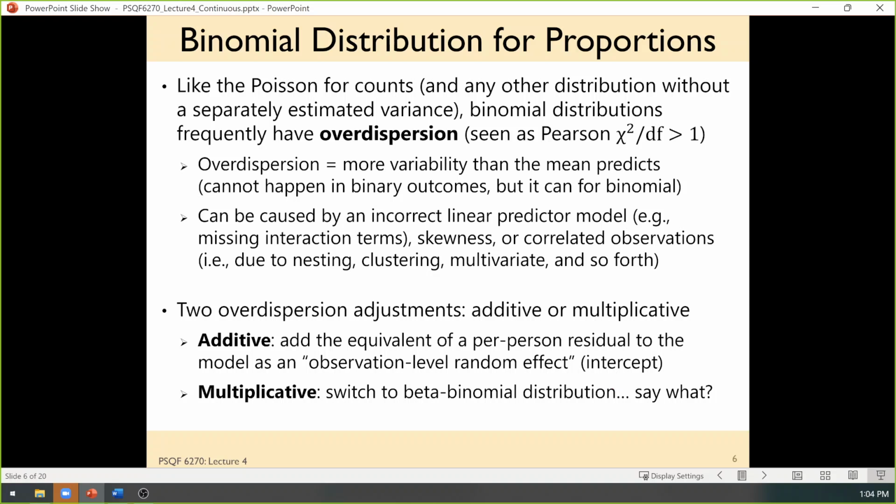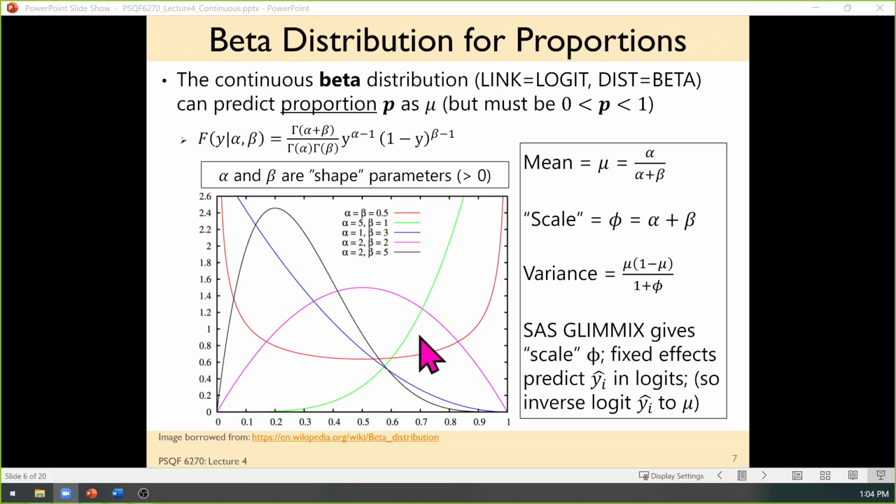The multiplicative option for overdispersion, though, is the one that involves the beta binomial. And that one I have not seen extensions to for mixed effects models, although I'm sure they exist. So I'm less familiar with that one, but I had to learn it to be able to talk about this 2 years ago.